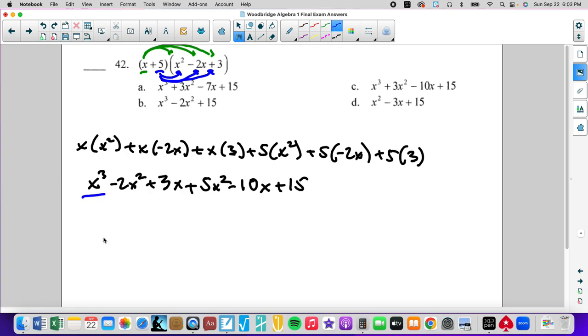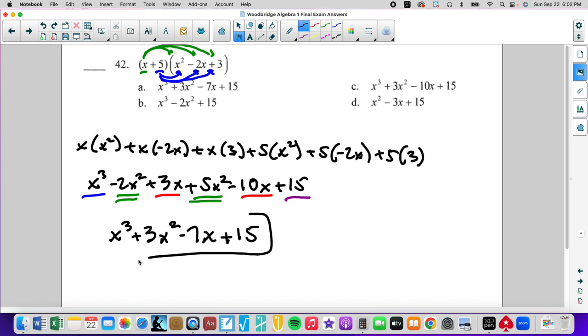So this doesn't have any like terms, so that's going to be my highest. This has a like term right here, so we'll add those two coefficients. Negative 2 and positive 5 makes positive 3x squared. And these have like terms, so we'll combine their coefficients. So positive 3 and negative 10 is negative 7x. And then this doesn't have any like terms, so plus 15. And that's in standard form, descending. Nothing else can be added. x cubed plus 3x squared minus 7x plus 15 is A.